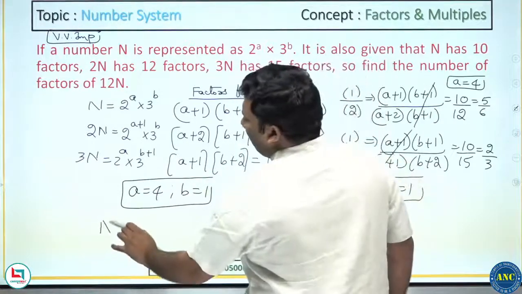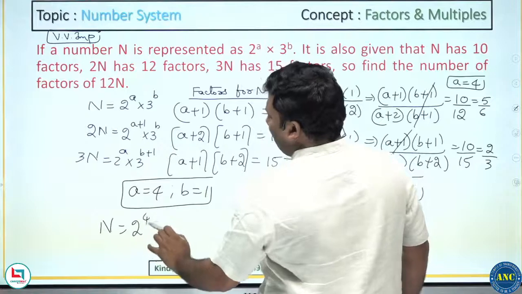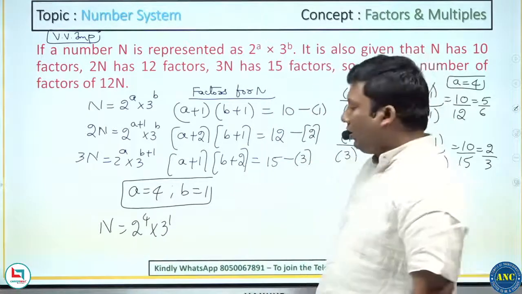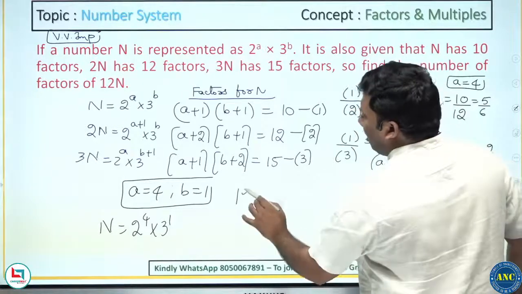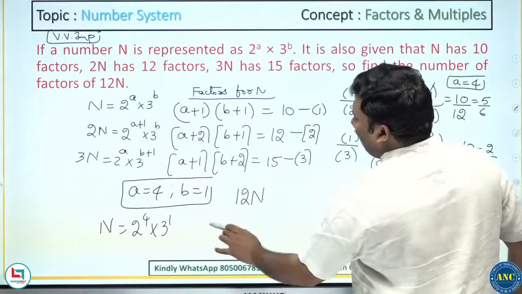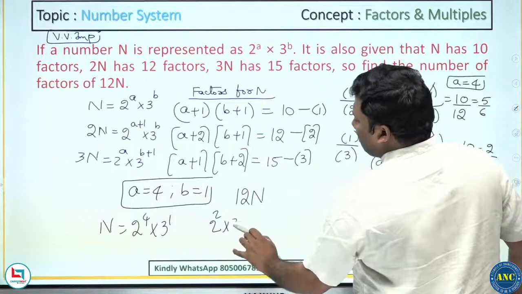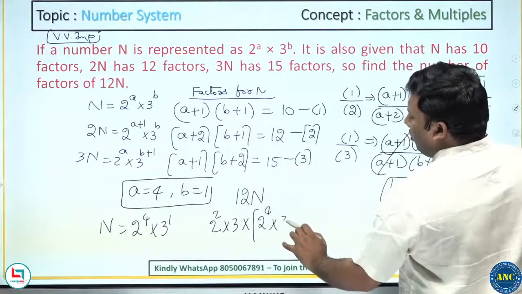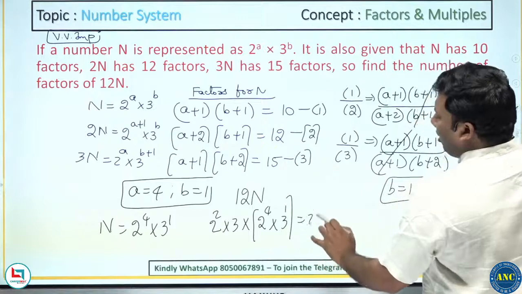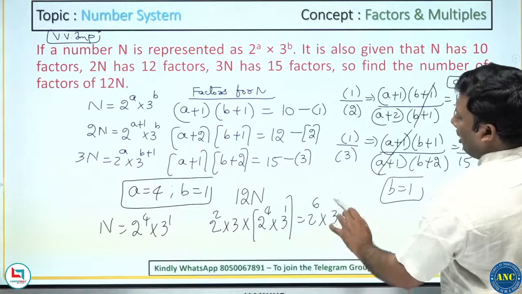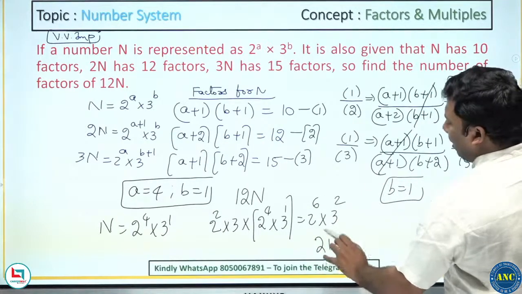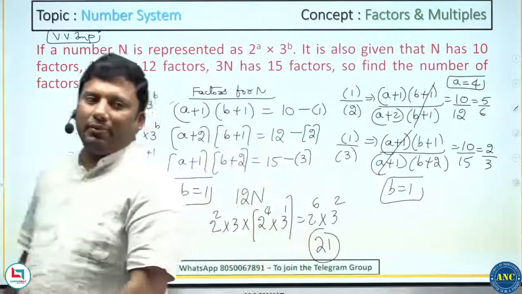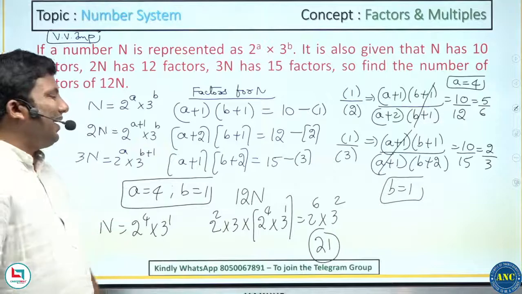So the number will become 2 power 4 into 3 power 1. I want the number of factors for 12n. 12 is defined as 2 square into 3. N value is 2 power 4 into 3 power 1. So 12n is 2 power 6 into 3 power 2. 7 into 3, answer will be 21. I hope the idea is clear.